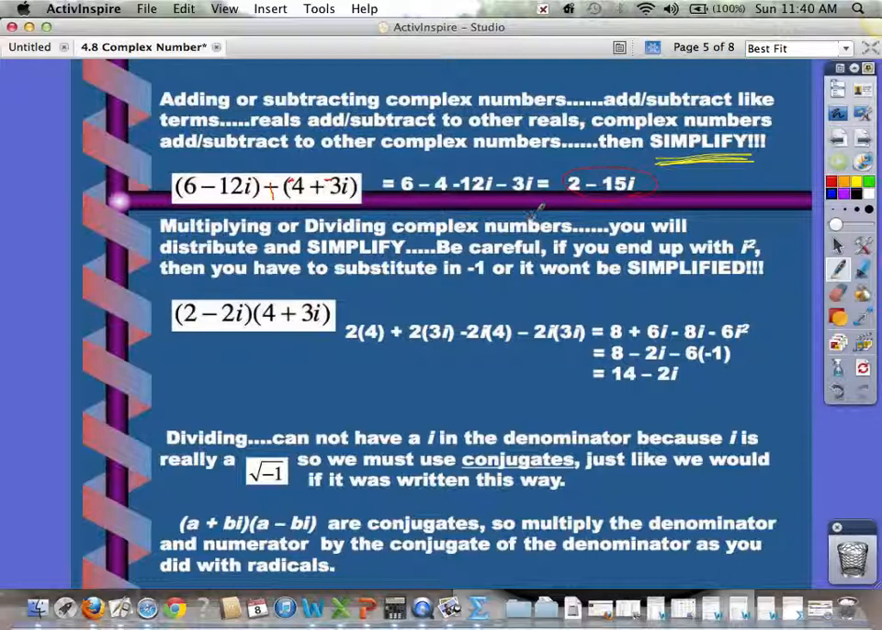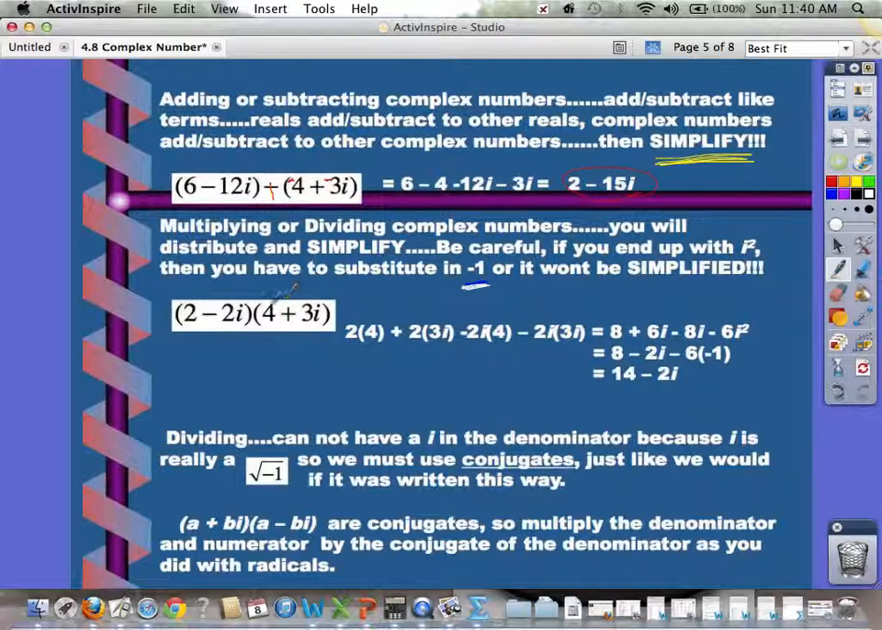Multiplying or dividing complex numbers, you're going to distribute and simplify again, but be careful. If you ever end up with an i squared, you have to substitute in negative 1 because it's not simplified. You know now that i squared is negative 1. That must be put in there. You're going to get all sorts of weird answers, but sometimes there's going to be a plain number. If you leave it at i squared, it's not finished, it's not simplified, and it will be wrong on a test or quiz.